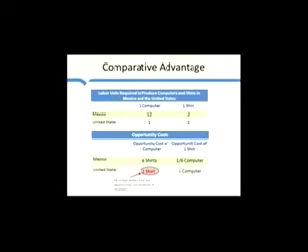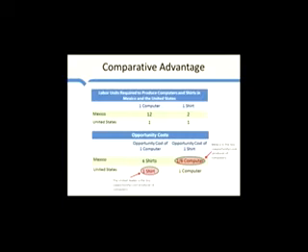Well, it's Mexico. In Mexico, you're only giving up 1/6 of a computer to produce a shirt. In the United States, you're giving up 1 computer to produce a shirt. So you'd much rather produce shirts in Mexico, where the opportunity cost is lower. Okay. So what we're learning here is that Mexico ought to specialize in shirts, because they're the low-cost producer of shirts. The United States ought to specialize more towards computers because they're the low-cost producer of computers. Let's look in more detail.